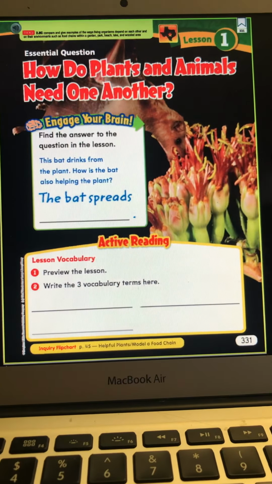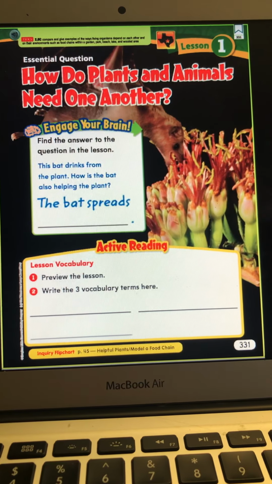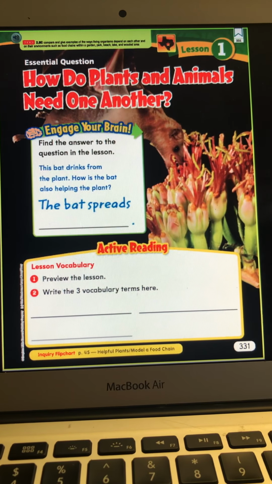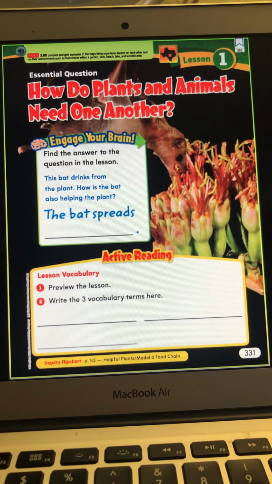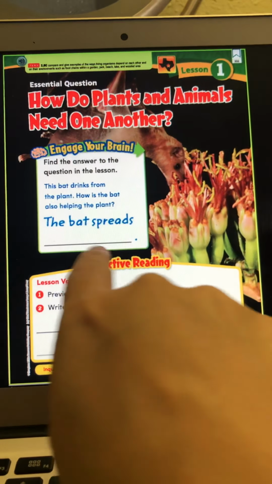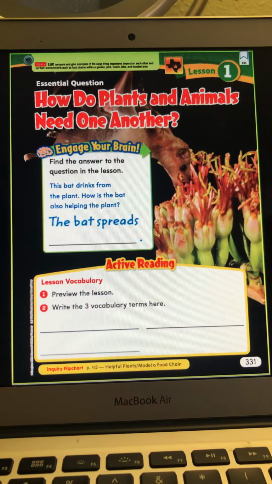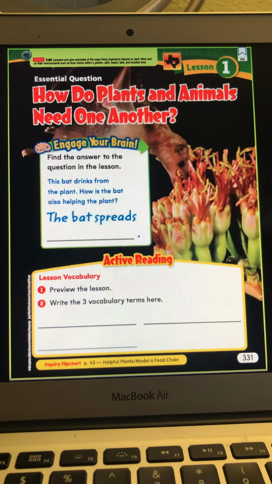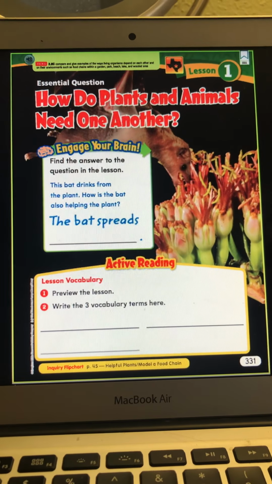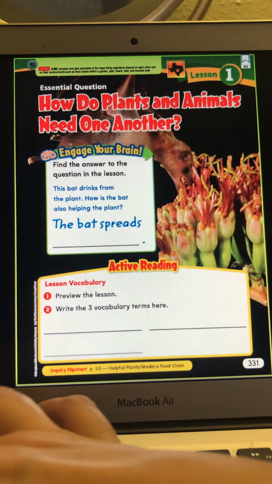In this video, I will read this chapter, How Do Plants and Animals Need One Another? So we have already read this page, so you have already looked at your 3 vocabulary words, which were environment, pollen, and food chain. So we'll go ahead and begin the lesson.